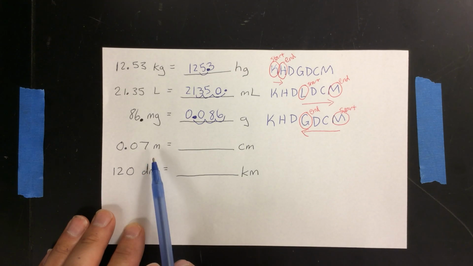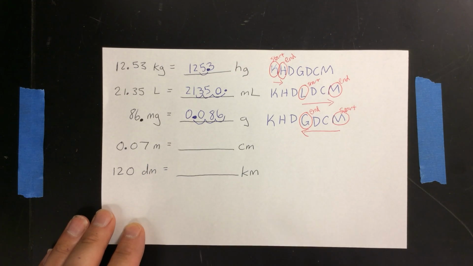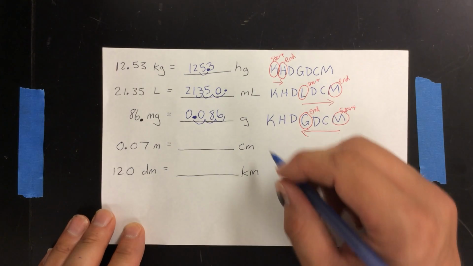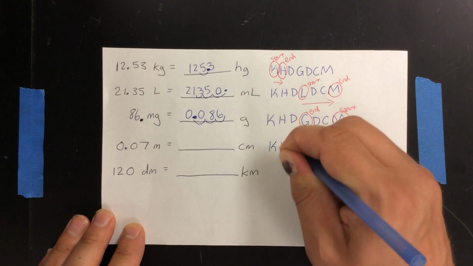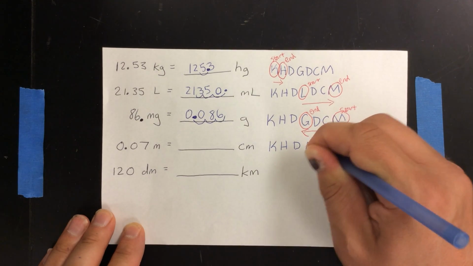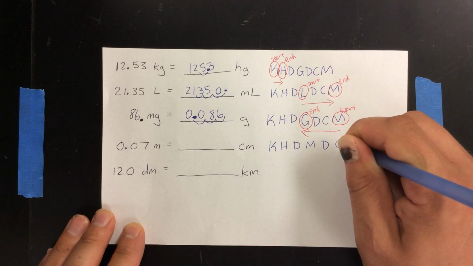Our next one, we're going from meters to centimeters. So since these are meters, we're going to keep his dog moving down center main.